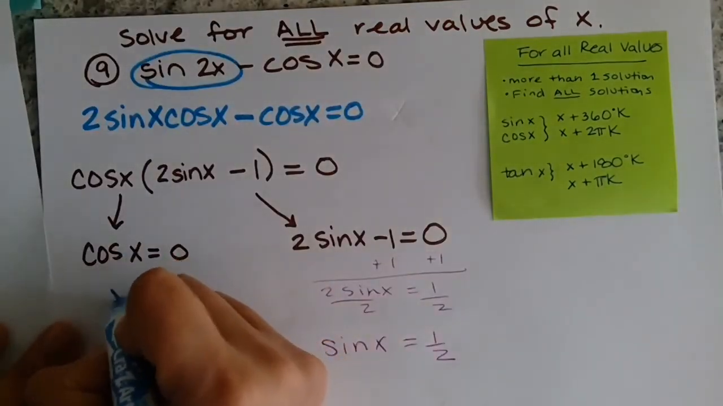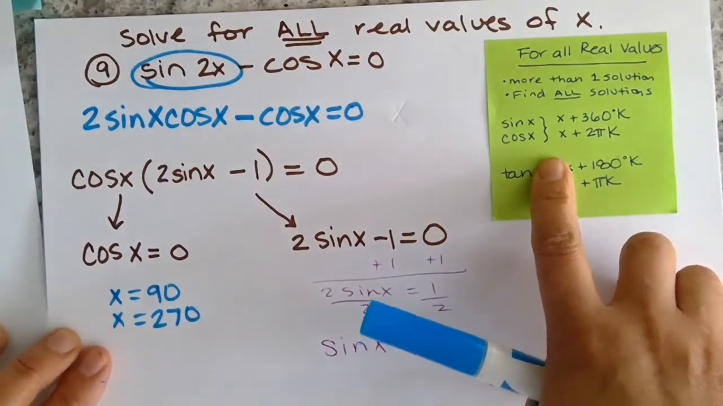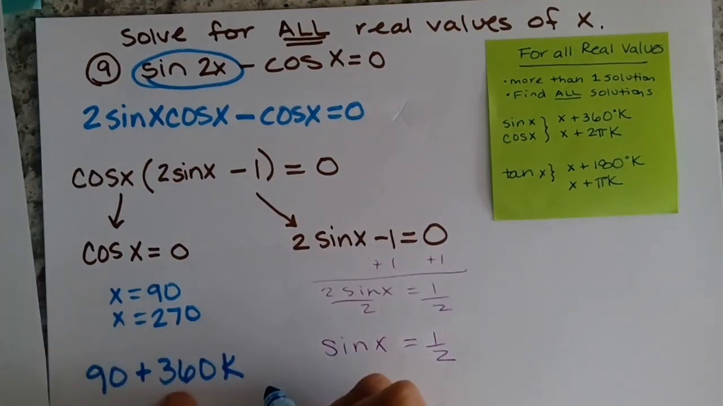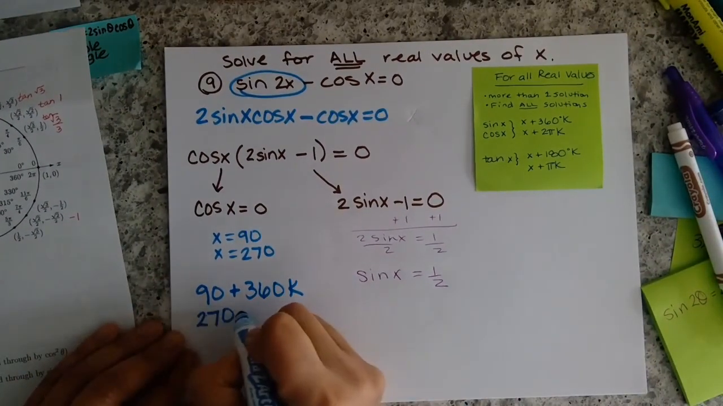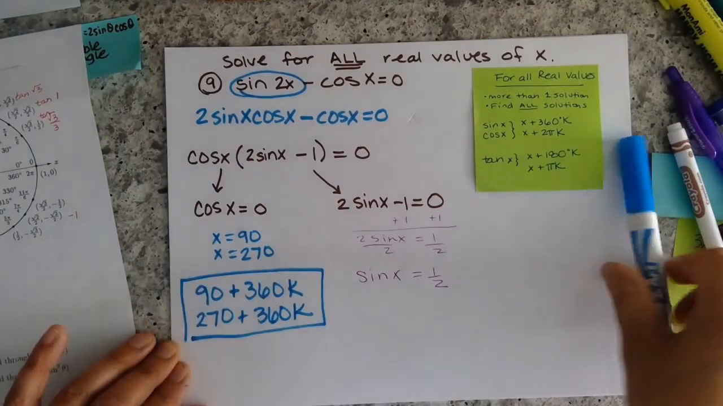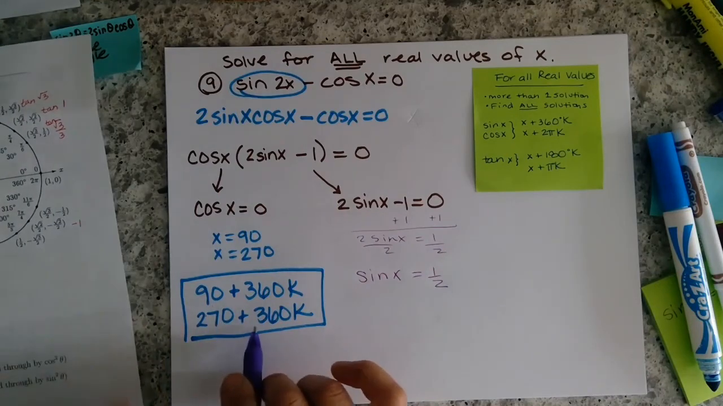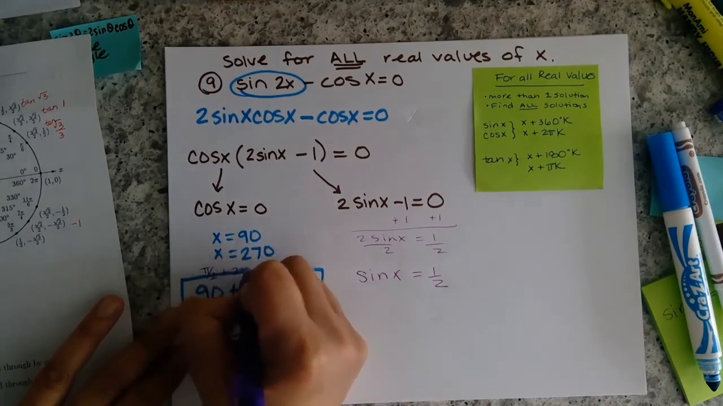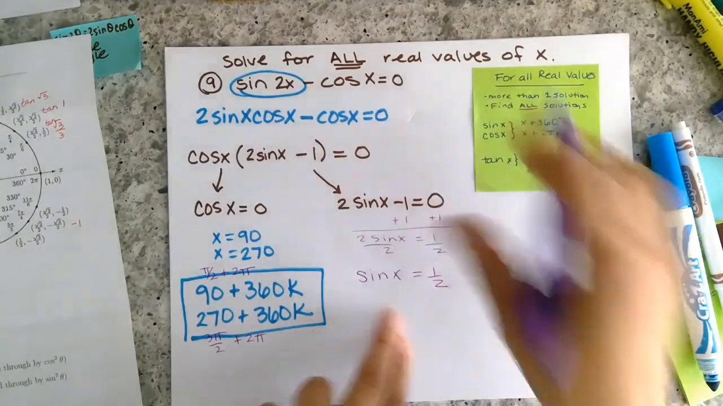Okay, because you know it's 90 and 270, and they want it for all real numbers, you're going to say it is 90 plus 360k, that means times one circle, times another circle, times however many. And then your other answer would be 270 plus 360k. If you did it in radians, it would have been pi over 2 plus 2 pi k, and then 3 pi over 2 plus 2 pi k. Okay, degrees, radians. It didn't specify in the problem, so I'm leaving it this way.